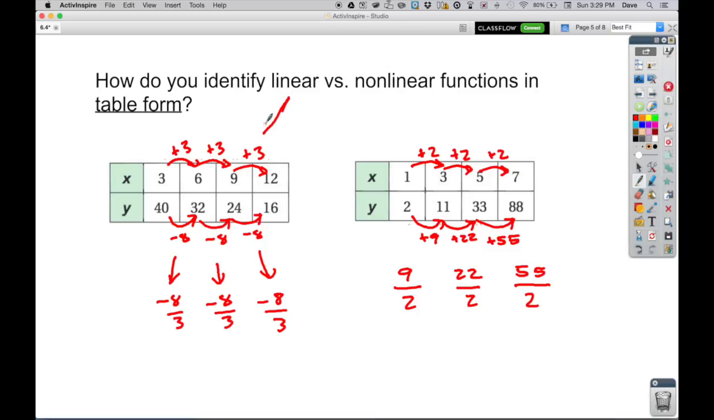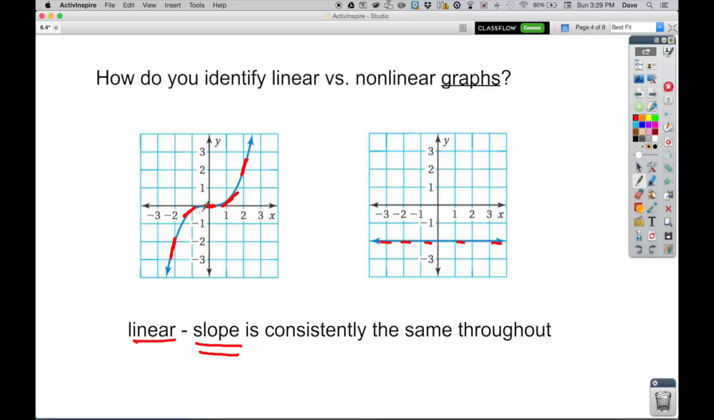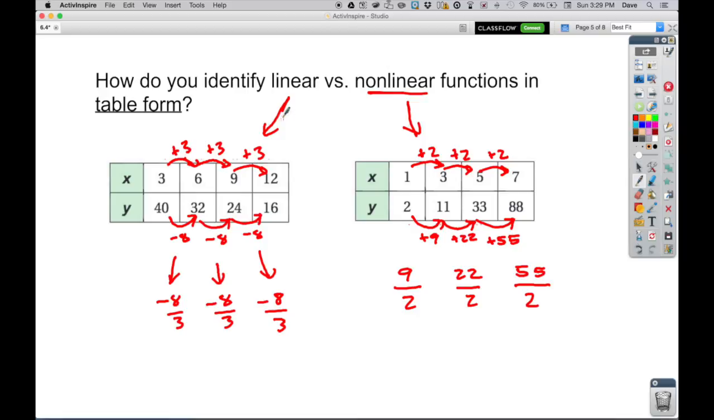So this one, when slope is consistent and it's the same throughout, linear. For nonlinear functions, the slope changes as I jump from part to part on the table. Okay, just like on our graph back here, as we jump from place to place on the graph, the slope changed. All right, so that's how you identify linear versus nonlinear when it comes to tables.